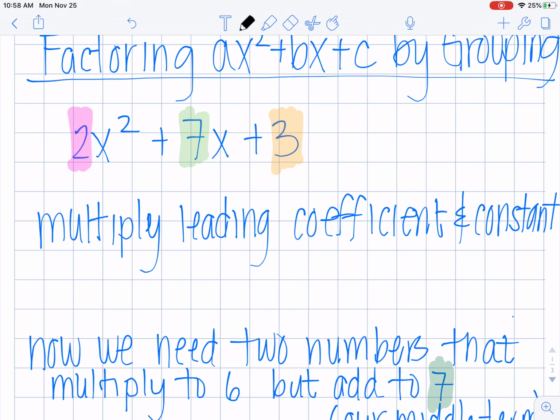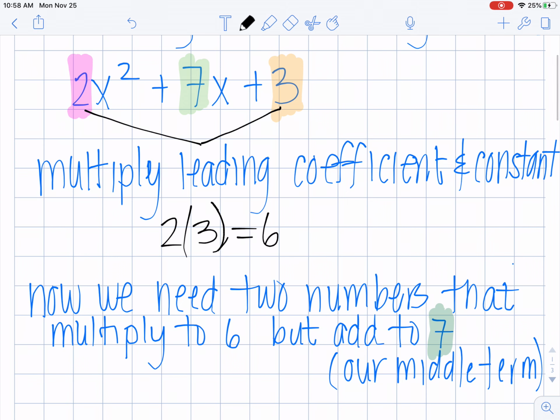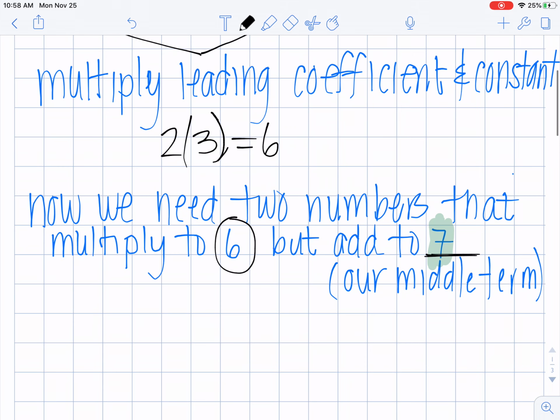It says 2x squared plus 7x plus 3. The first thing I want to do is multiply my leading coefficient by my constant. Okay, so 2 times 3 is equal to 6. All right, now we need to find two numbers that multiply to 6, what we just got, but add to 7, which is our middle term here. So if I say 6 and 1, because 6 times 1 is equal to 6, and 6 plus 1 is equal to 7.